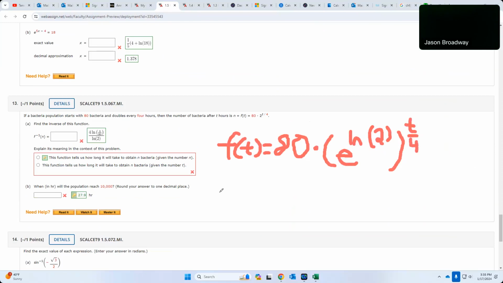Why do you want to do that? Well, I got my reasons. So that's 80 e to the power of, well, you can write this, put the 4 down in the denominator of the exponent. You've got t ln 2 over 4, right? So it's t.